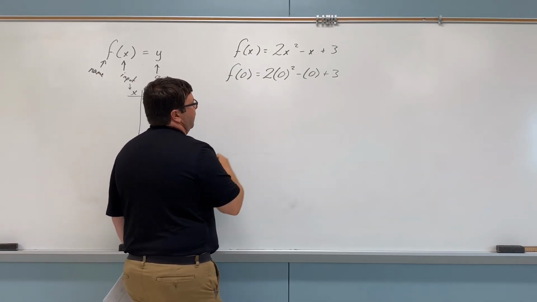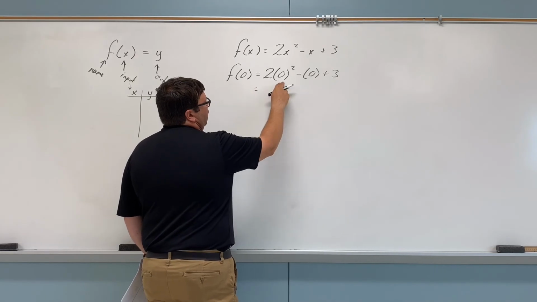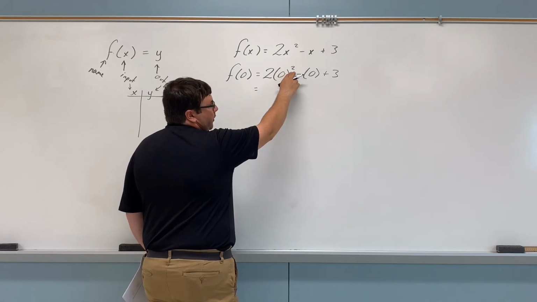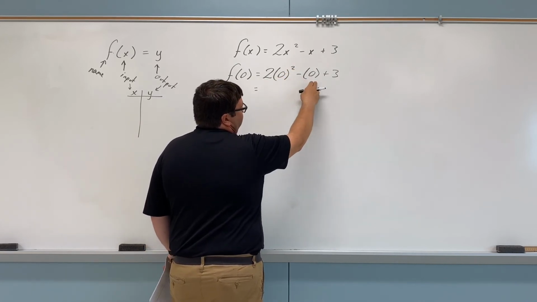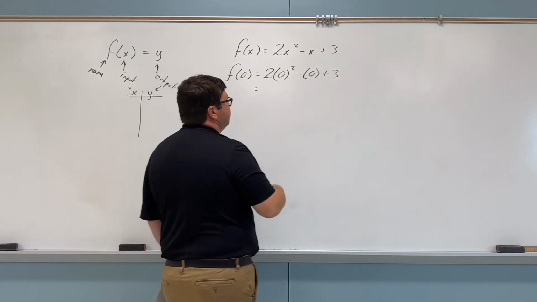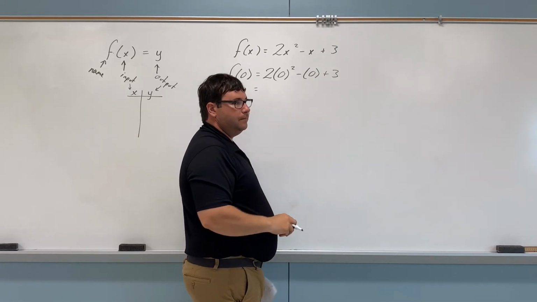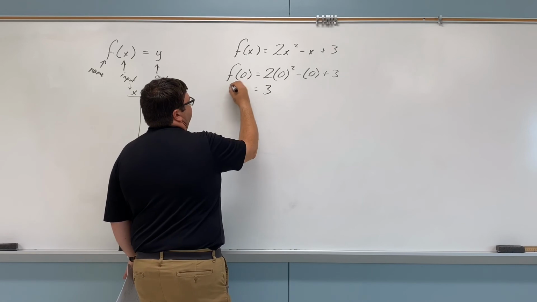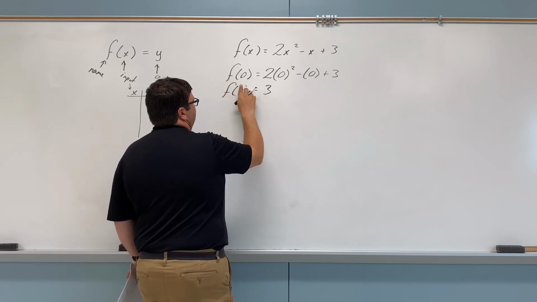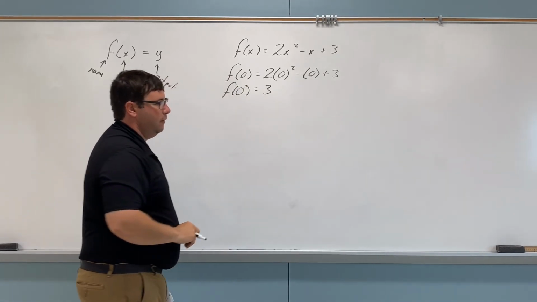I'm going to go ahead and simplify this. 0 squared, 0. 2 times 0, 0. Minus 0, still 0. Plus 3 is 3. So by plugging in 0, I get 3 as an output value. So that means my function at 0 is 3.